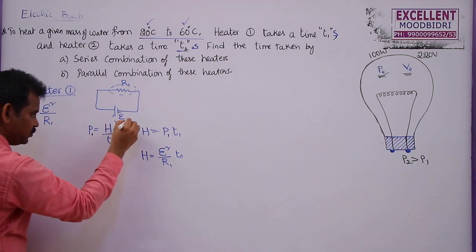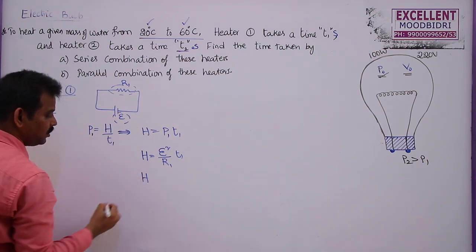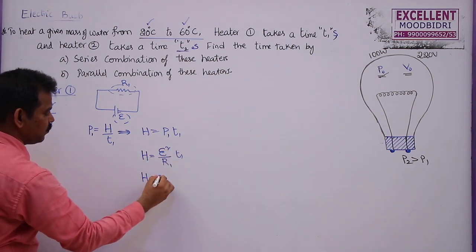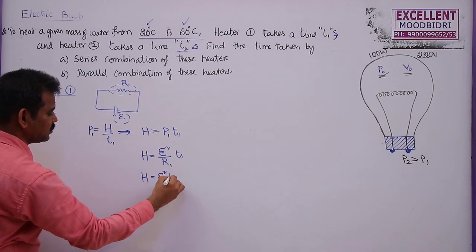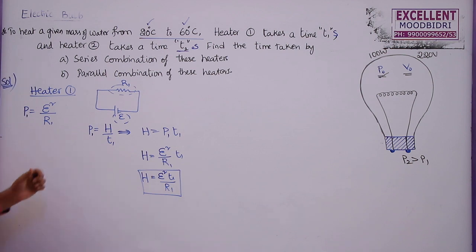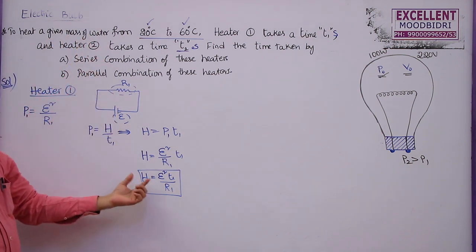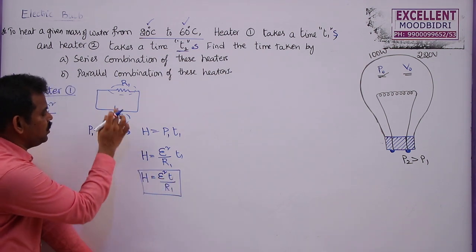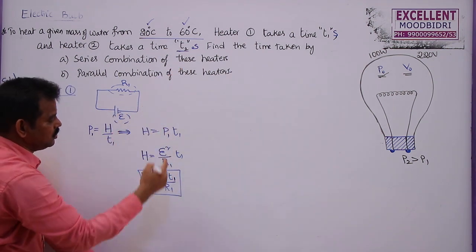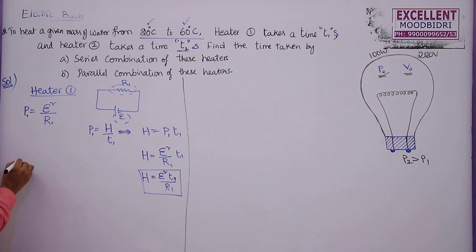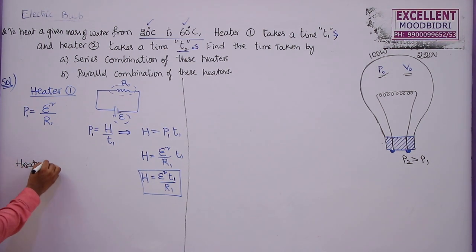As this EMF is constant, heat required is equal to some constant into T by R1. So first let me write this as E square T1 by R1. This is equation 1. So to heat that given mass of water, we need this much heat energy, which is equal to the square of the EMF into time taken, T1, by the resistance of this resistor. Now what about this for heater 2? Heater 2.